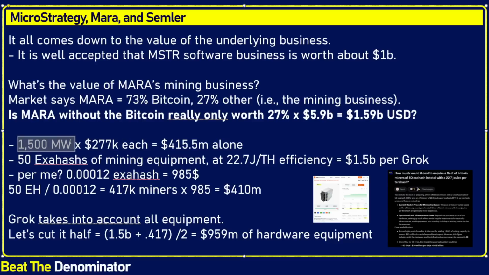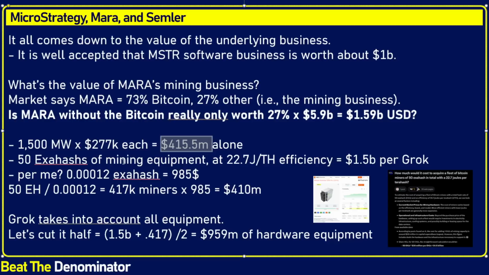And if you follow my other videos that I've done on miners, you know that these industrial sites with power access trade for the price of power access. They cost roughly the price of power access. Power access is the reason why this real estate is getting sold. So assuming real estate with power access costs $277,000 per megawatt, which is a lowball price in my opinion, that means that in power access real estate alone, Mara owns 415 million. So we're going to have to subtract 415 million from 1.59 billion USD.